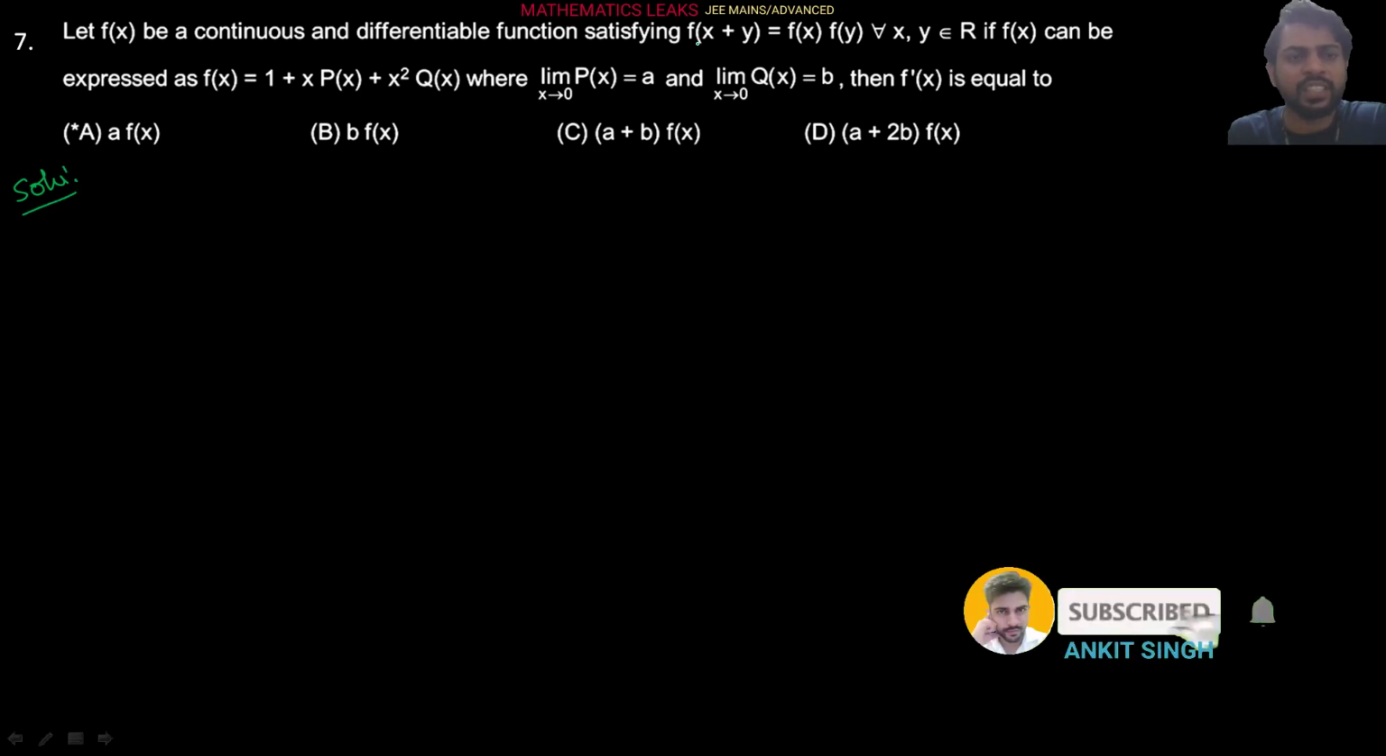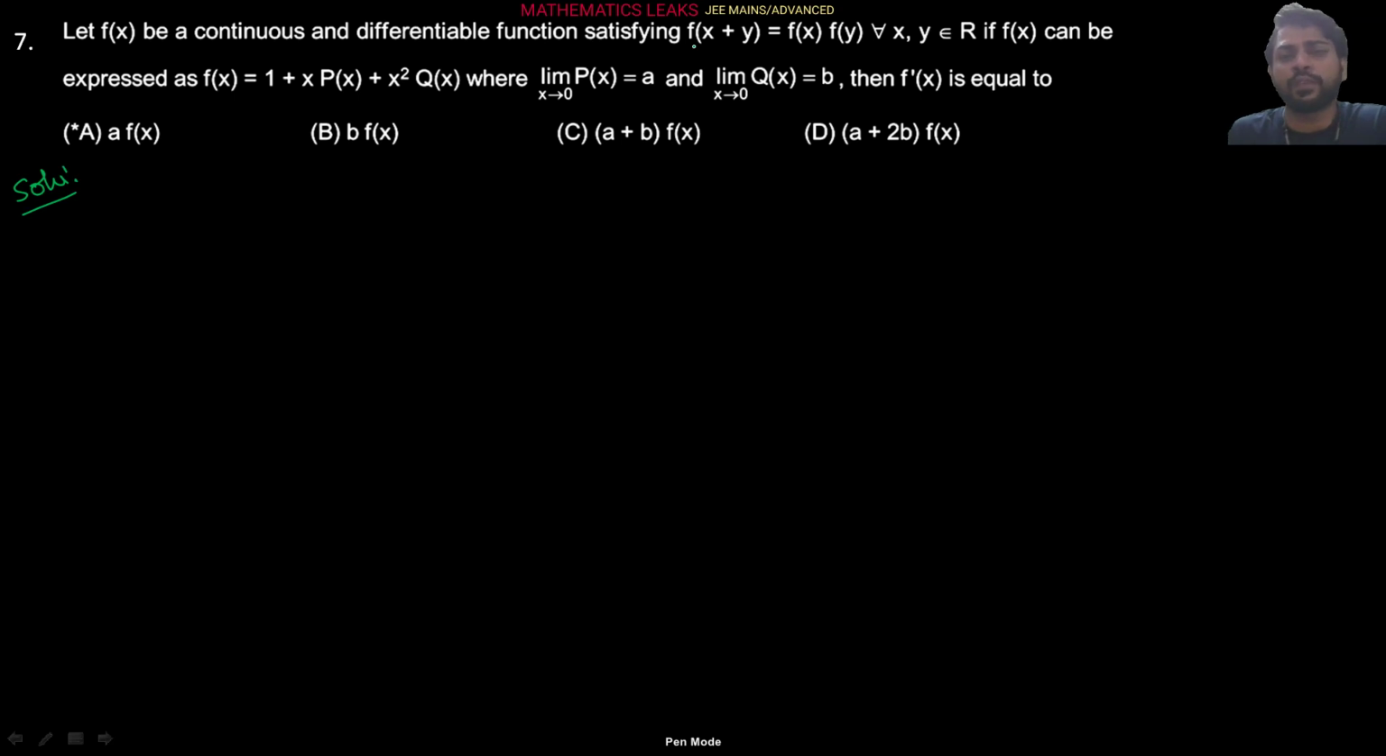So the function is continuous and differentiable and satisfies this given relation, right? I'm just going to differentiate this functional equation with respect to x partially. So that will be f'(x + y). Since it is already given as differentiable, that's why I am differentiating partially with respect to x. So f'(x + y) = f'(x) · f(y), clear now?